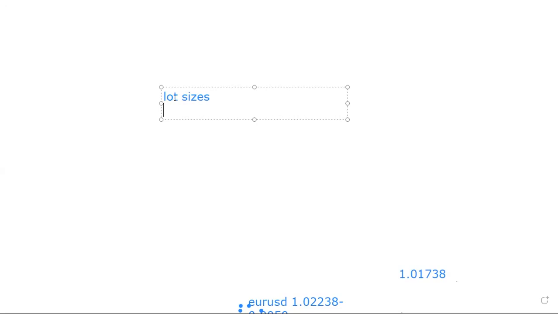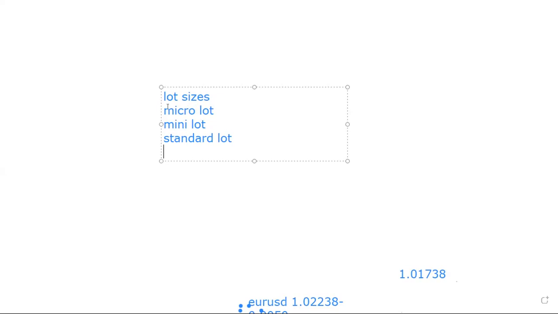First up. Now write this down. There are three types of lot sizes. Number one, micro lots. Number two, mini lots. Number three, standard lots. Full stop. And let me know when you write the three. Done. Okay, great. Now, let me explain this.